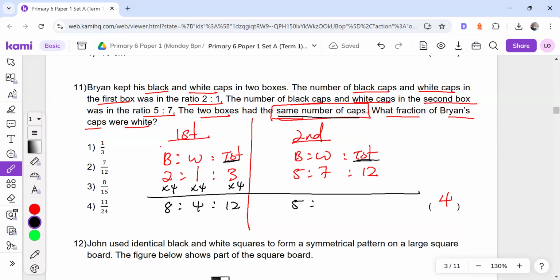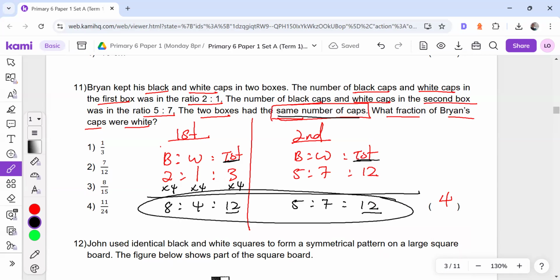And this is still no change, right? Once you make the total the same already, what happened? They are one big happy family. So they are all called units. So what fraction of Brian's caps, which is all the caps, 12 plus 12 will be 24, were whites? So how many whites? You got 7 plus 4, 11 over 24 were whites. Answer number 4.